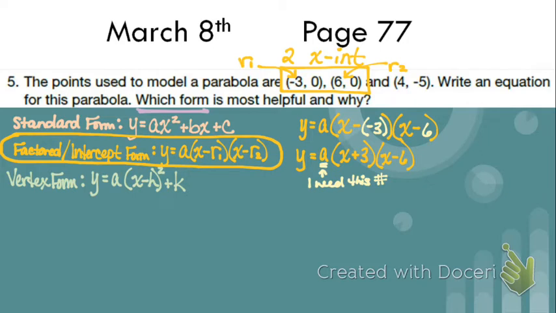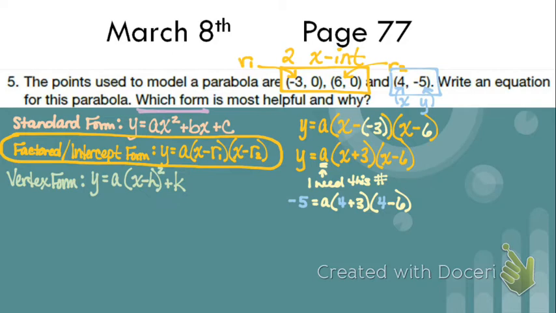So I can use that third point, and absolutely, I can substitute that in the place of the x and the y that I have here. So I'm going to put 4 in the place of x, and I'm going to put negative 5 in the place of y, and we're going to reverse engineer this. So I would have negative 5 equals a. What are we putting in for x? 4. So I have 4 plus 3. And then what goes in my other parentheses? 4 minus 6.